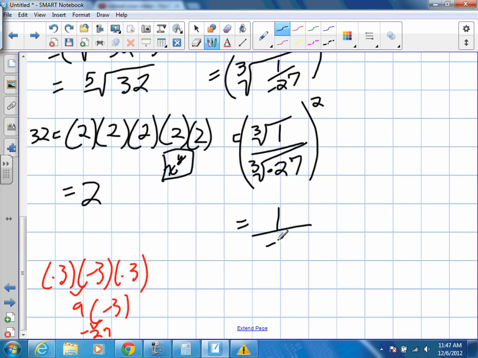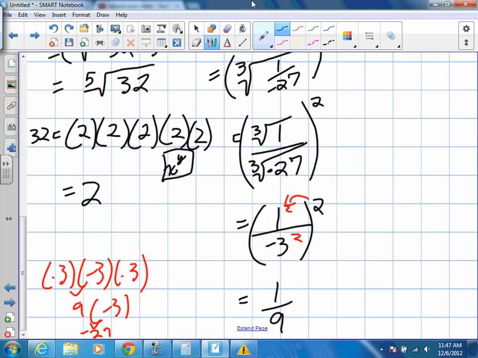But this is still all to the power of 2. I'm going to have to put both of these exponents to the power of 2. What is 1 to the power of 2? What's negative 3 to the power of 2? So our answer, when we evaluate this, is 1 over 9.